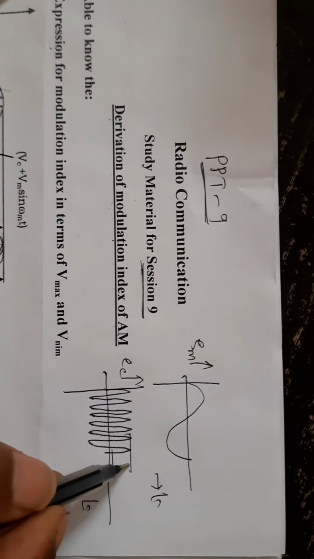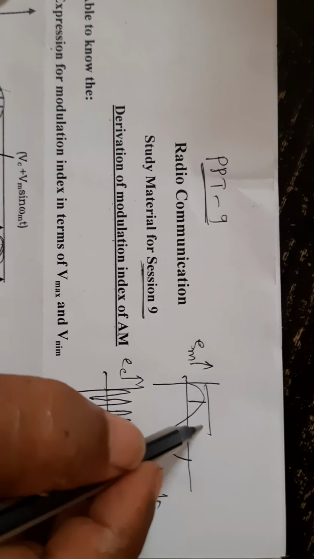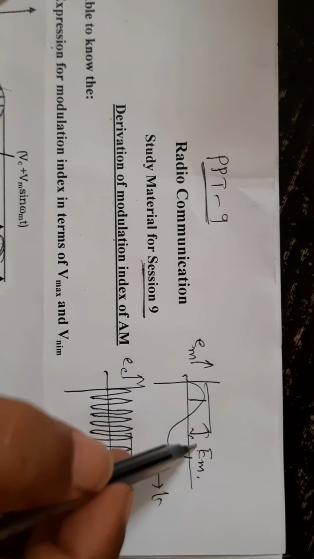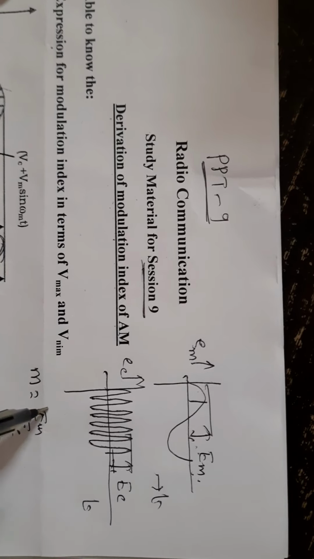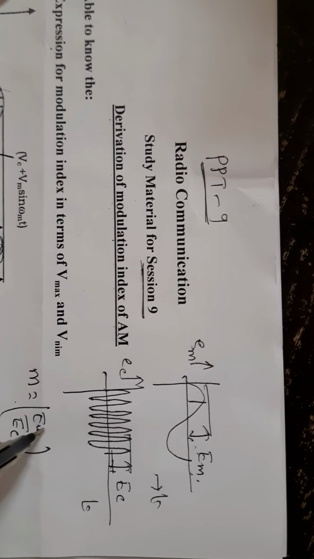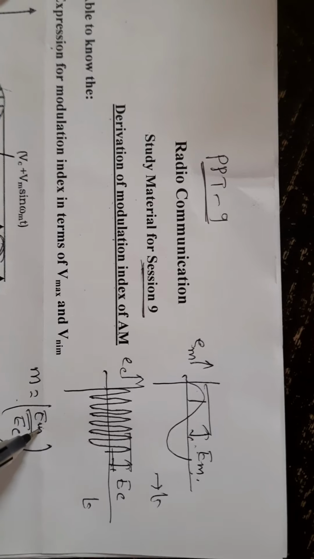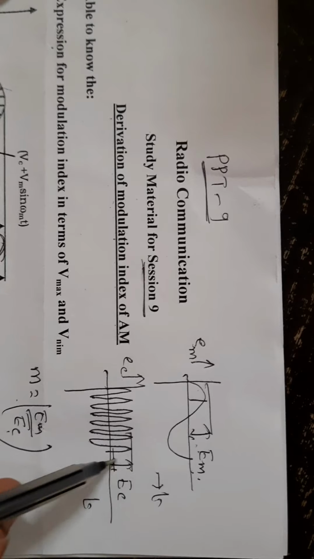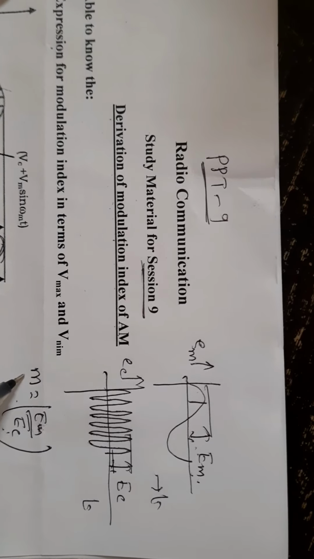This maximum height is called carrier amplitude Ec and this maximum height of the message signal is called the amplitude of the modulating signal. Then modulation index m is defined as the ratio of Em by Ec, that is, the ratio of the amplitude of the modulating voltage to the amplitude of the carrier voltage. Take the ratio Em by Ec. This is called modulation index.